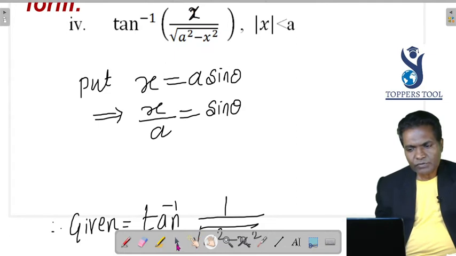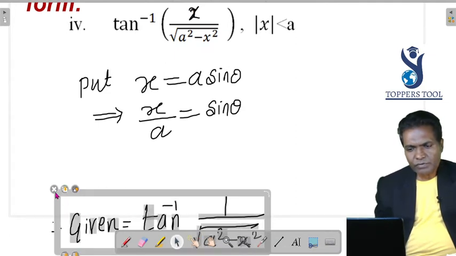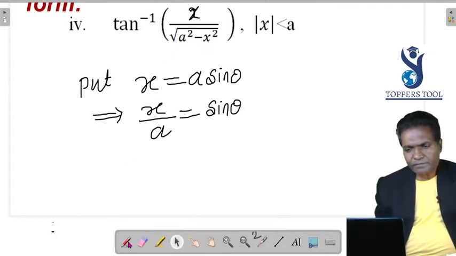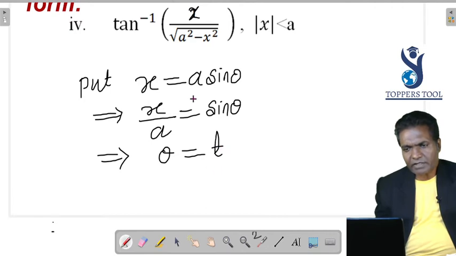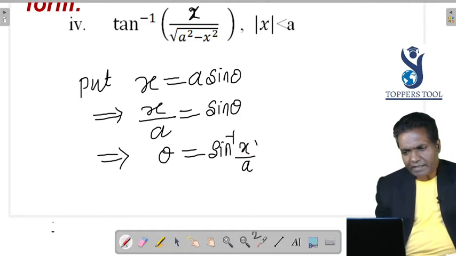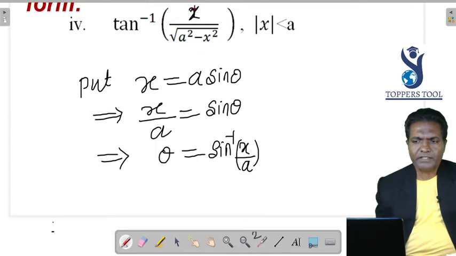So what we will get? Theta is equal to sine inverse x by a. Okay, so substitute here.